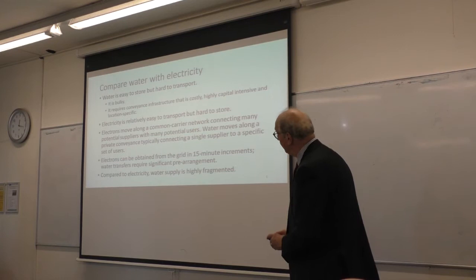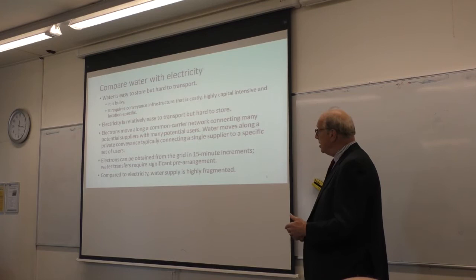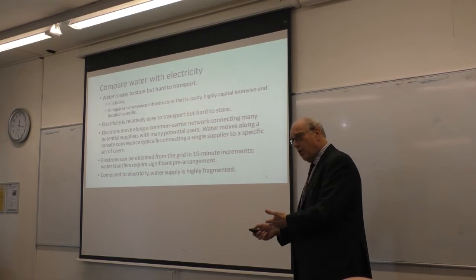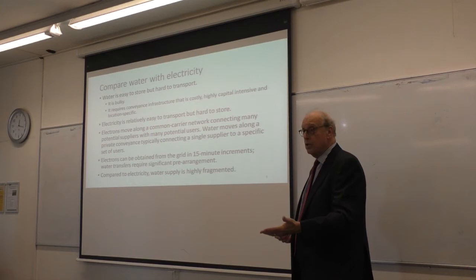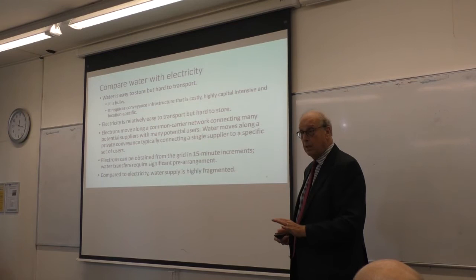Compare with electricity. Water is easy to store, hard to transport. Electricity is hard to store, but easy to transport. The networks along which water and electrons flow are different. You have a grid. A grid serves many potential producers of electricity, many potential consumers. It really is a network. Water typically is one supplier, one location of supply, serving a particular set of users.